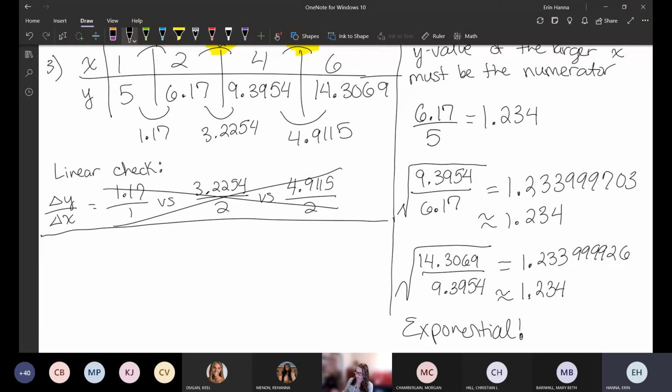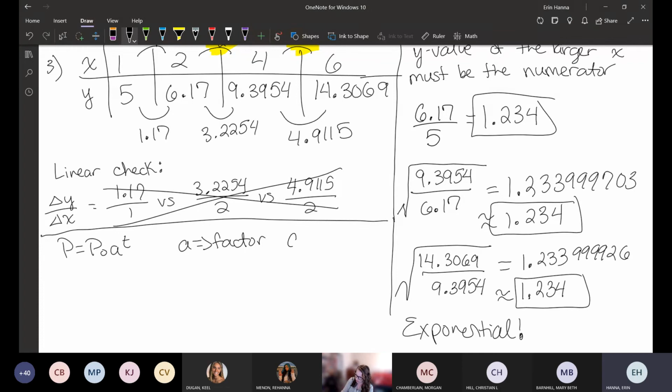So if I want to actually find the equation, I'm looking for some P naught a to the t. That a value, remember that's the factor. I always said if you see the word factor, it's the a value. So since we were searching for a factor, your a value is going to be that number that you're finding when you're taking these ratios.